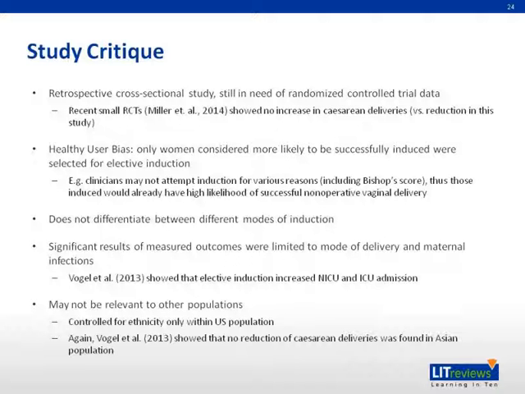Additionally, significant results of measured outcomes were limited to the mode of delivery and maternal infections. In Vogel et al. 2013, they showed that elective induction actually increased NICU and ICU admission rates, as opposed to expectant management. Additionally, the results may not be relevant to other populations, as it is controlled for ethnicity only within U.S. populations. Again, Vogel et al. 2013 showed that no reduction of cesarean deliveries was found in Asian populations.